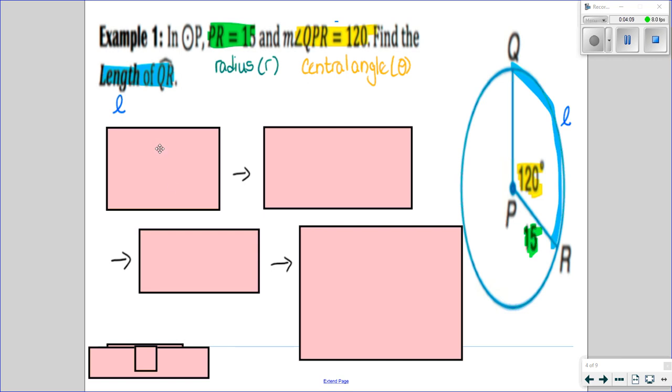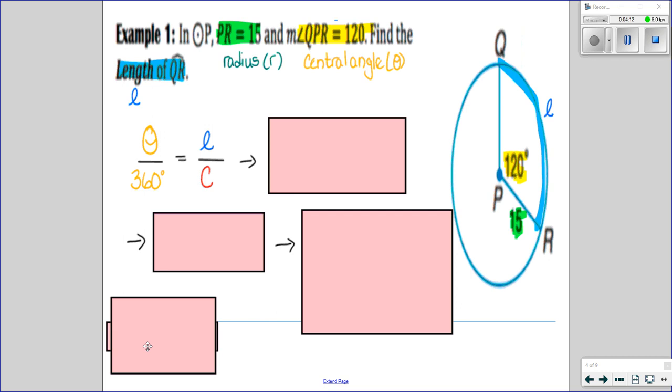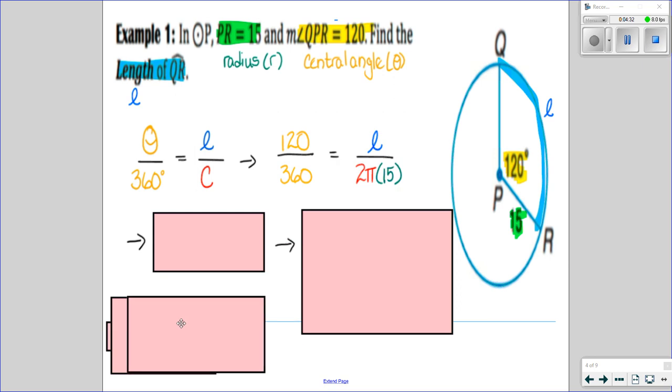So you have that information. Now you can plug it into the formula, which is the angle over 360 equals the arc length over the circumference. Basically, we just plug in the central angle and the circumference. We need to know what the circumference is. What did they give us? They gave us the radius, so we're going to use 2 pi r. Once you plug in the values in the appropriate spots, you have the circumference as 2 pi times 15, and then you're solving for L.